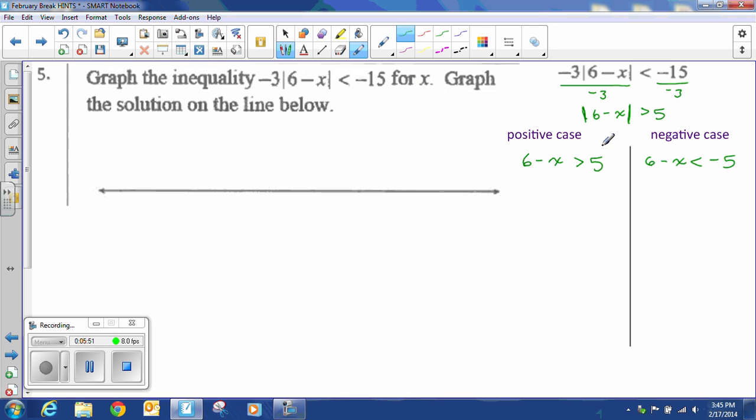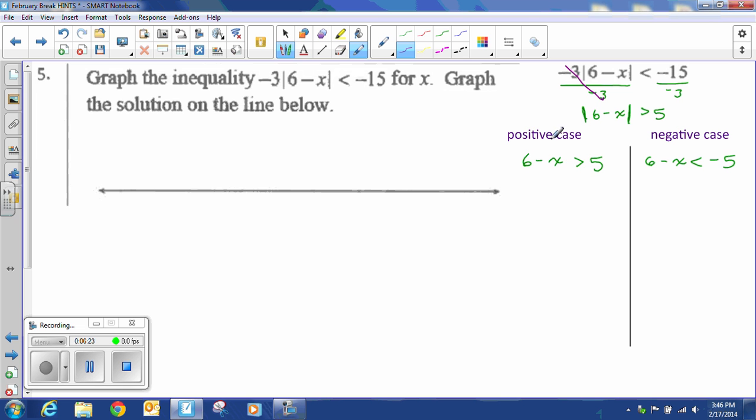Now I've gone ahead and helped you out with this one because there's a couple of steps to isolate the absolute value. So we need to divide the entire thing by -3, and when you divide by -3, we are dividing an inequality by a negative number, which means we have to reverse the inequality. So it goes from less than to greater than. So now we have the absolute value of 6 minus x is greater than 5.